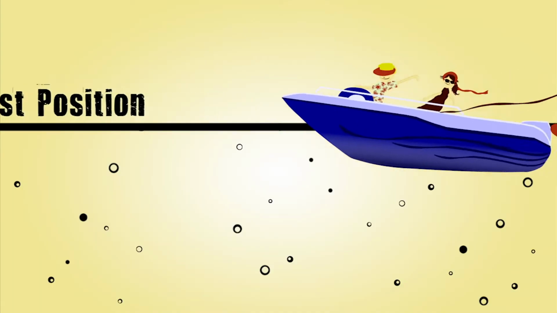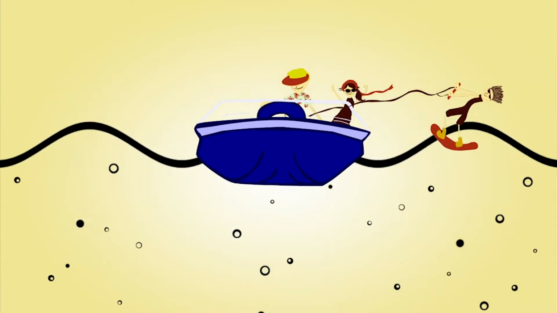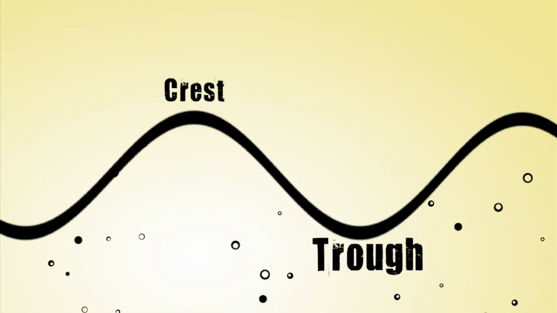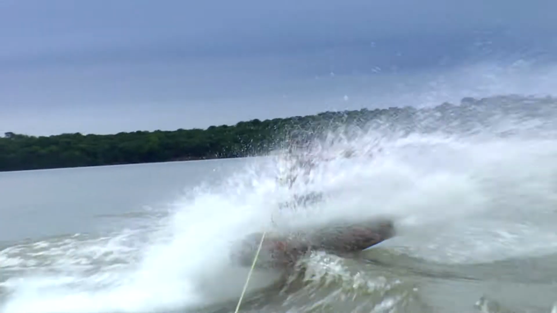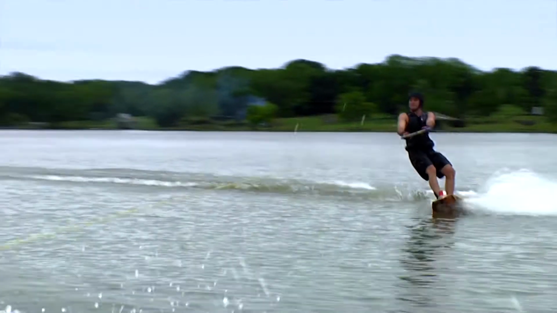If there were no waves, the water would be flat, or in the rest position. When a boat comes along, the energy from the boat gets transferred to the water, causing a disturbance. This disturbance is called a wave. The highest part is called the crest, and the lowest part, the trough. Rob can do butter slides on the crest of the wave, gliding right on the top.